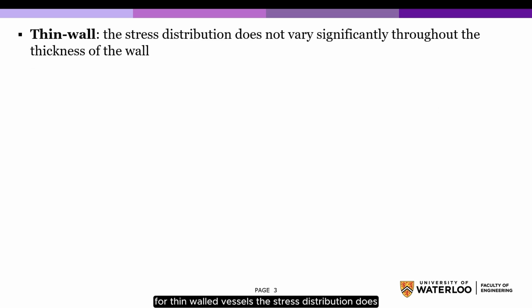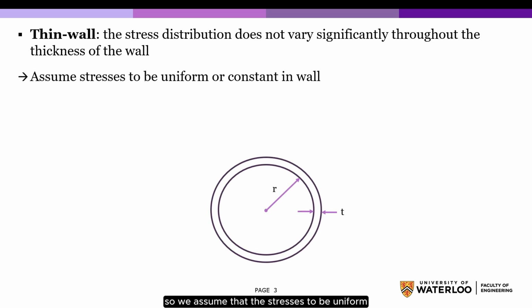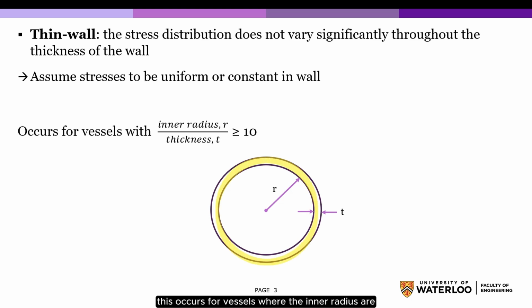For thin-walled vessels, the stress distribution does not vary significantly throughout the thickness of the wall, so we assume the stresses to be uniform or constant in the wall. This occurs for vessels where the inner radius r over the thickness t is greater than or equal to 10.